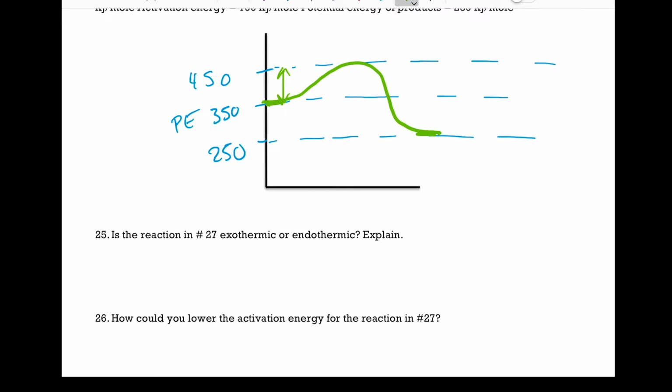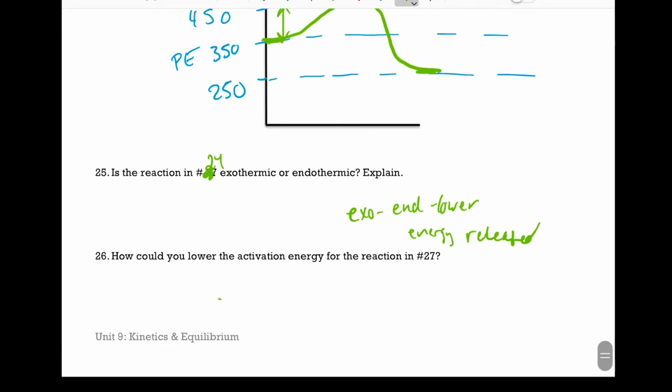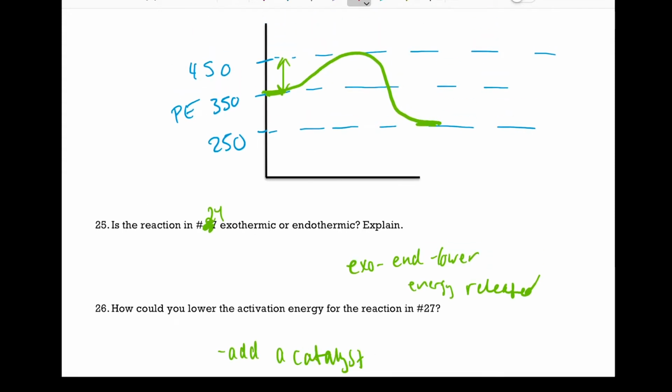This is, shouldn't say 24, exothermic, because your end is lower, which means energy is released. 26, how could you lower that activation energy? All we would have to do is add a catalyst. So if you're going to draw what a catalyst looks like in this picture, again, doesn't change where you start, doesn't change where you end. All it does is lower that curve.